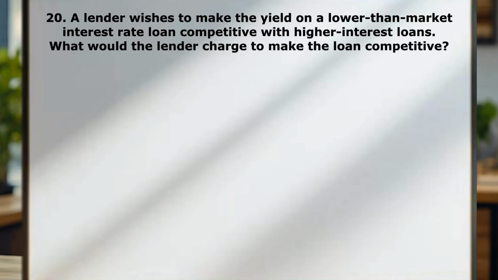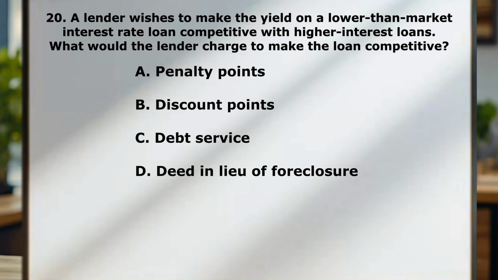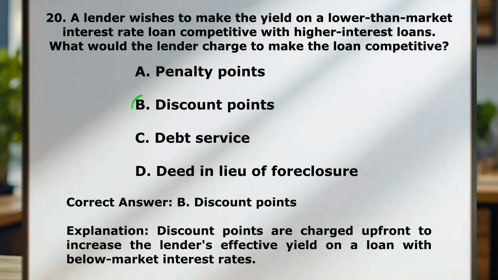Question number 20. A lender wishes to make the yield on a lower than market interest rate loan competitive with higher interest rate loans. What would the lender charge to make the loan competitive? A, penalty points. B, discount points. C, debt service. D, deed in lieu of foreclosure. Correct answer here is discount points. Discount points are charged up front to increase the lender's effective yield on a loan with below market interest rates.